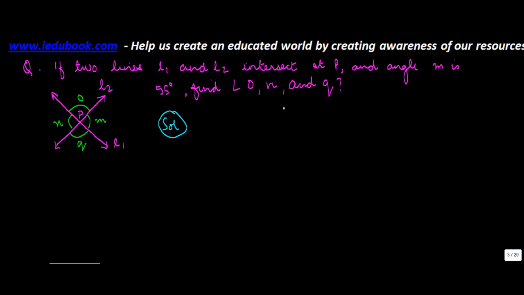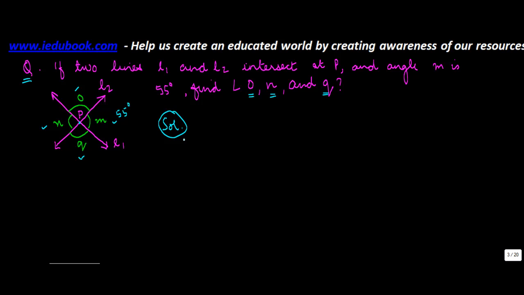Okay, so we have a problem in hand wherein, let's see the question first. If two lines L1 and L2 intersect at P, so the point of intersection, which is this point, is the point P, and angle M is 55 degrees. Find angle O, N and Q. So you have to find the value of this angle, this angle, this angle and this angle.